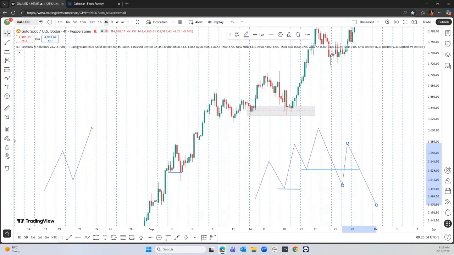Mistake number 4 in trend trading that kills consistency is ignoring liquidity in trends. Even in strong trends, price will always seek liquidity. I'm repeating that three times: price will always seek liquidity. So in an uptrend, price may sweep previous lows, break minor structures, and fake deeper retracements, right?